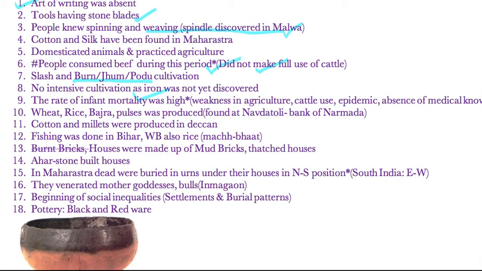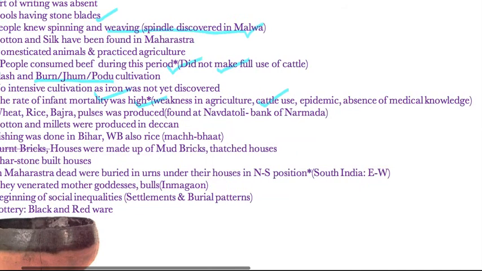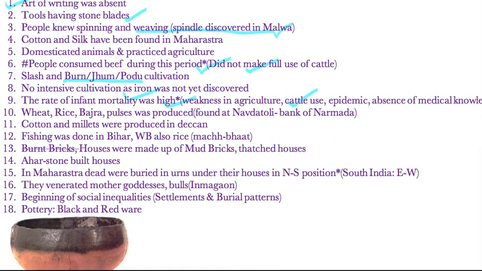The rate of infant mortality was very high, and the reason for this was weakness in agriculture. Then cattle were not exploited completely, an epidemic might have come, or there was an absence of medical knowledge. And why do we see that the rate of infant mortality was very high? Because there have been a lot of graves where children are found.